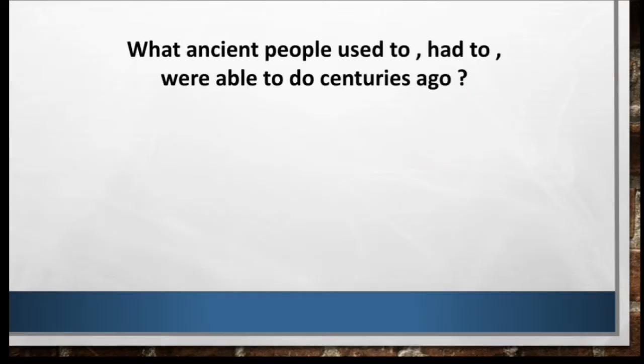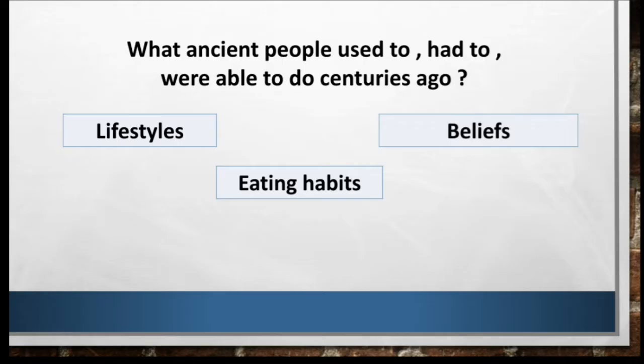So as I told you, in this video we are going to see how to write an article about what ancient people used to, had to, and were able to do centuries ago. We are going to focus on three things: what ancient people used to, had to, were able to do centuries ago in terms of their lifestyles, يعني أسلوب العيش, eating habits, يعني طريقة الأكل بالإضافة إلى beliefs أو المعتقدات. So guys, in this video I'll be showing you how to divide your article into paragraphs.